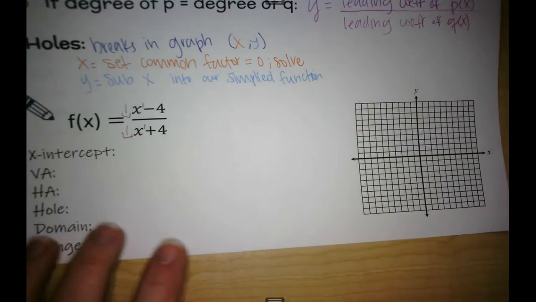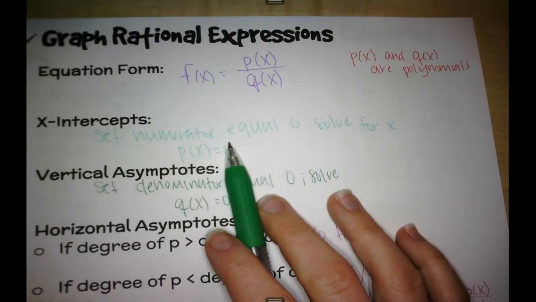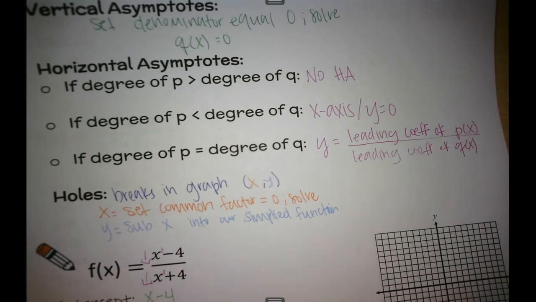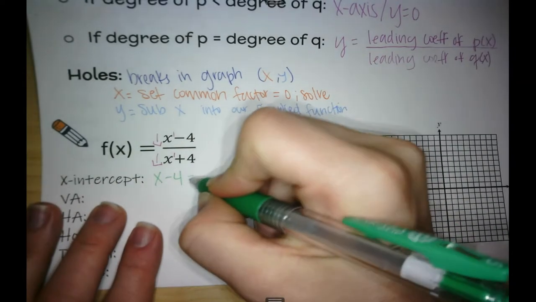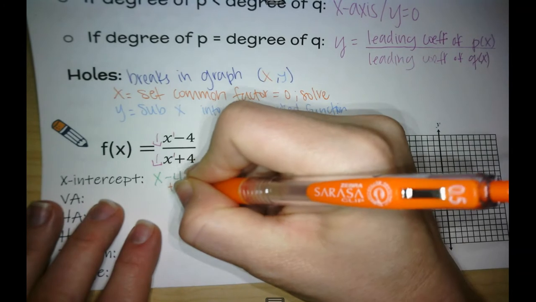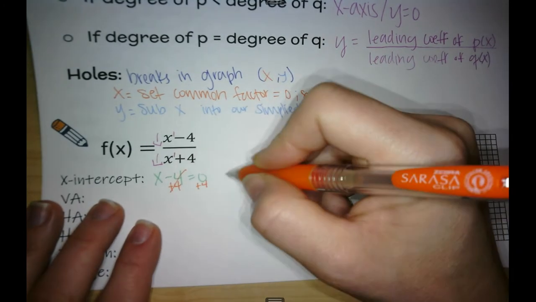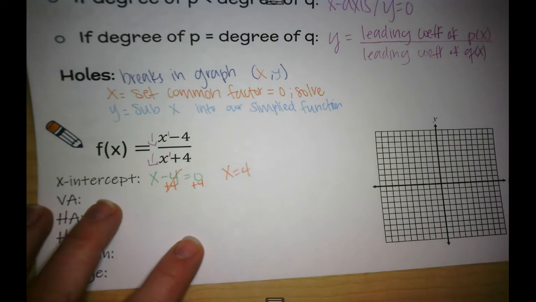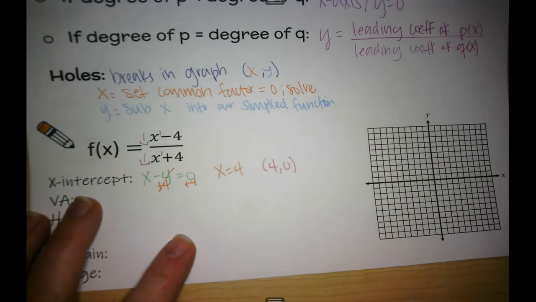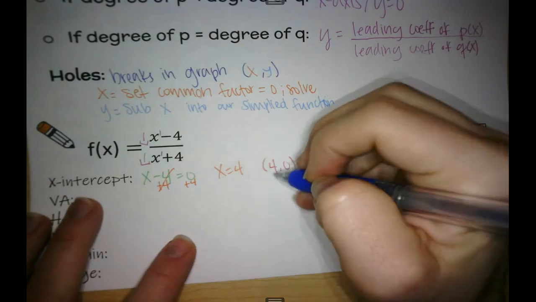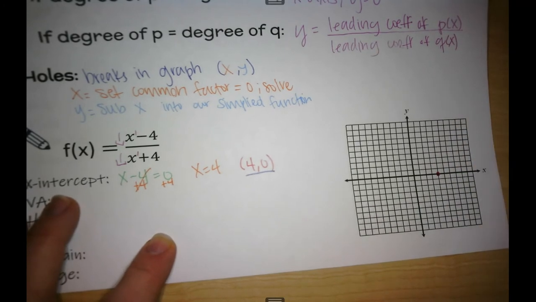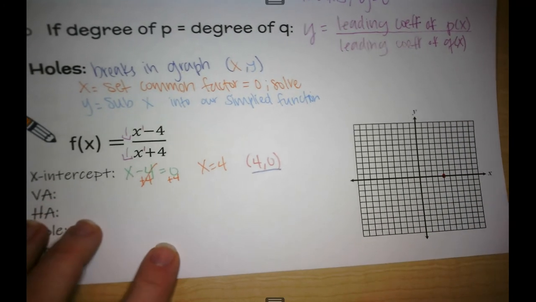So let's look at this. X-intercept. We said we set the numerator equal to 0 and solve for x. So our numerator is x minus 4. Set that equal to 0, and then let's solve. Well, I got to get x by itself, so minus 4 makes plus 4, so x equals 4. So my x-intercept is at (4, 0). This is the way that you write that each time. So we're crossing the x-axis right there.